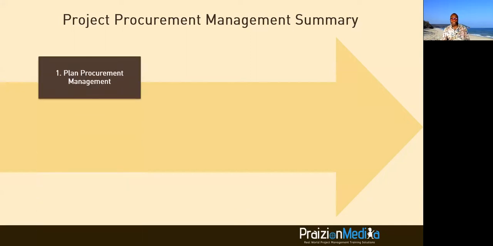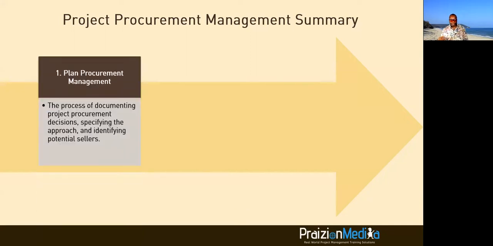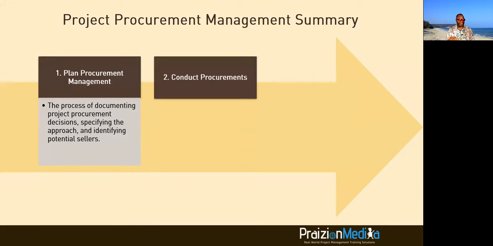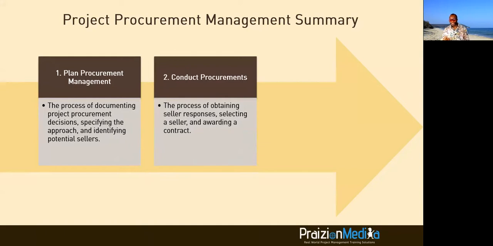So the very first process is plan procurement management. This is the process of documenting project procurement decisions, specifying the approach, and identifying potential sellers. The next one is where you actually engage these sellers. We call it conduct procurements. This is where you obtain seller responses. You review those responses in the form of proposals. You rate and score the proposals using source selection criteria, and you award a contract.